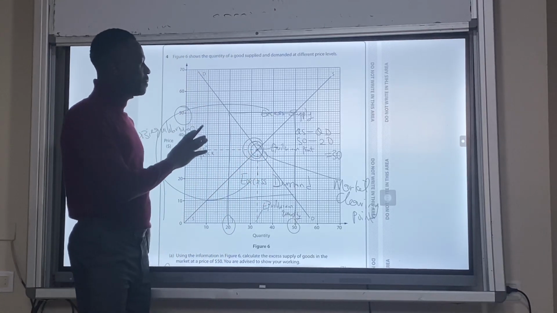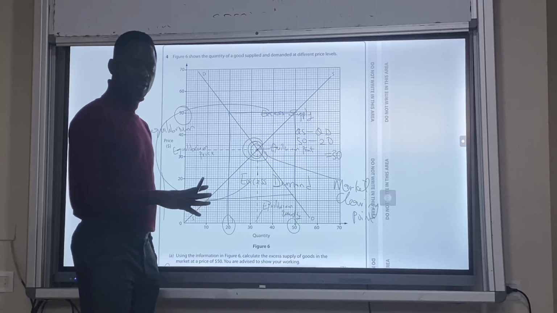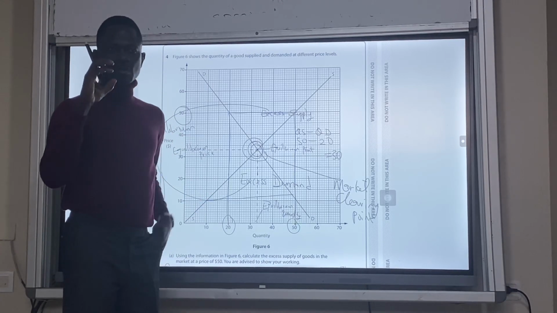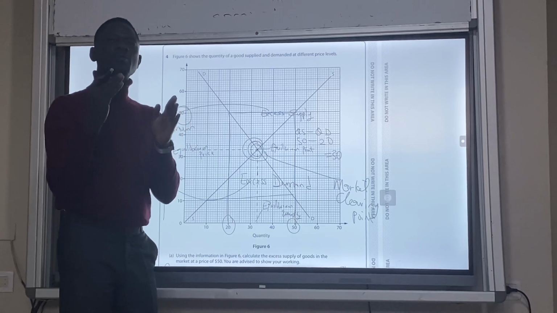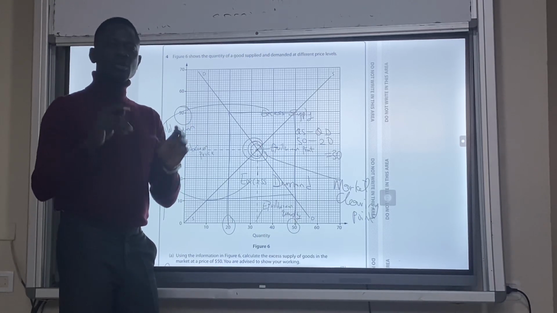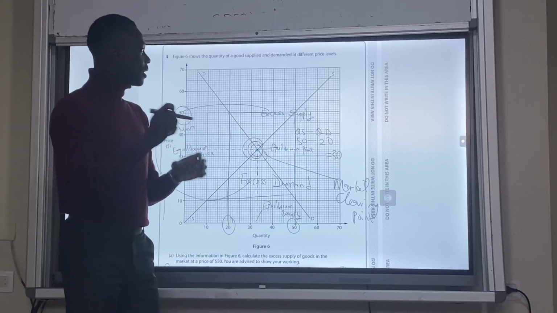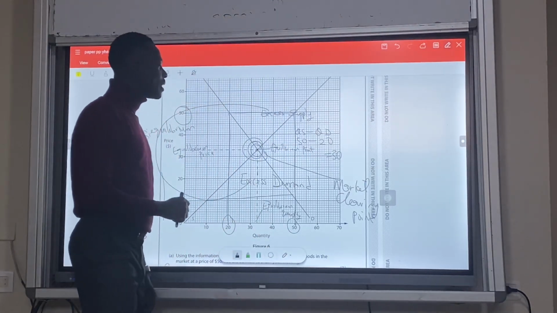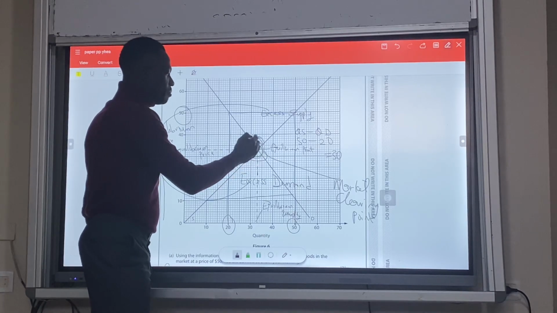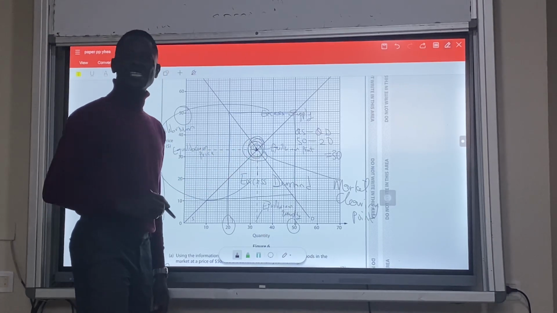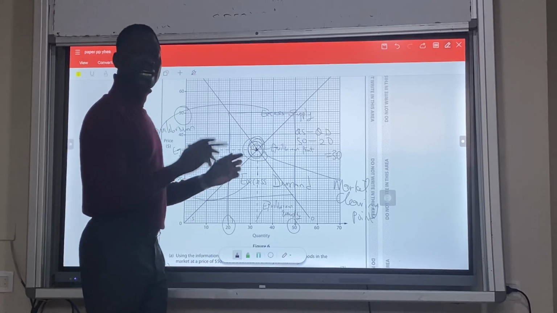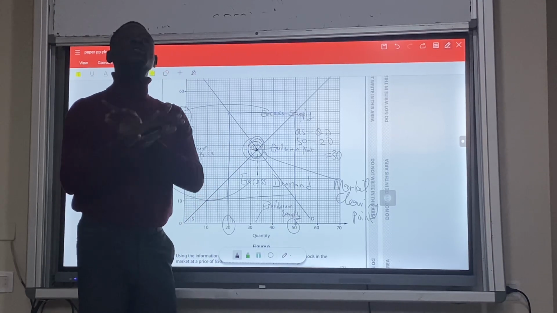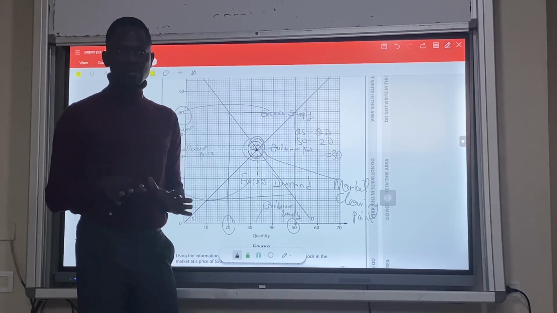The graph we have is about demand and supply. The market is assumed to balance, which means there's always going to be agreement between demand and supply. The point of agreement between demand and supply is the equilibrium, this point. Equilibrium is agreement. If there's agreement in the market, it means all goods supplied in the market will be sold. That is what agreement is about.